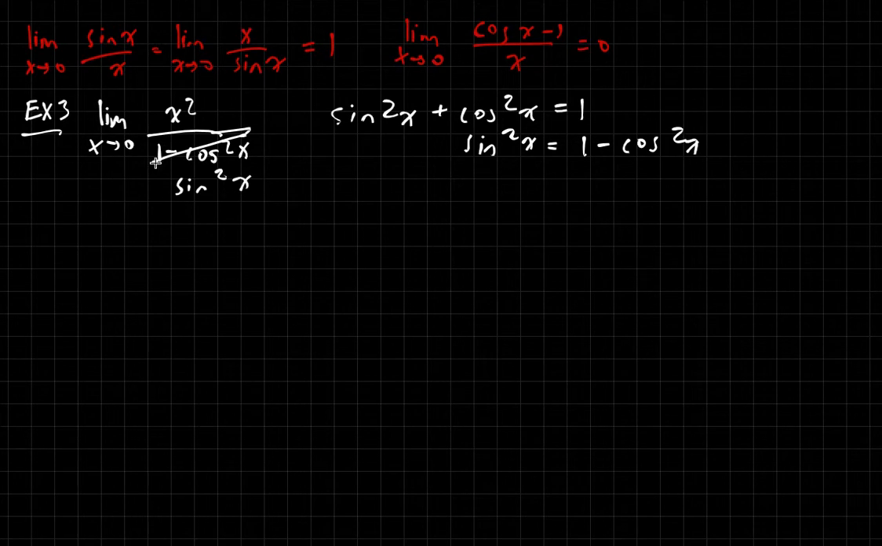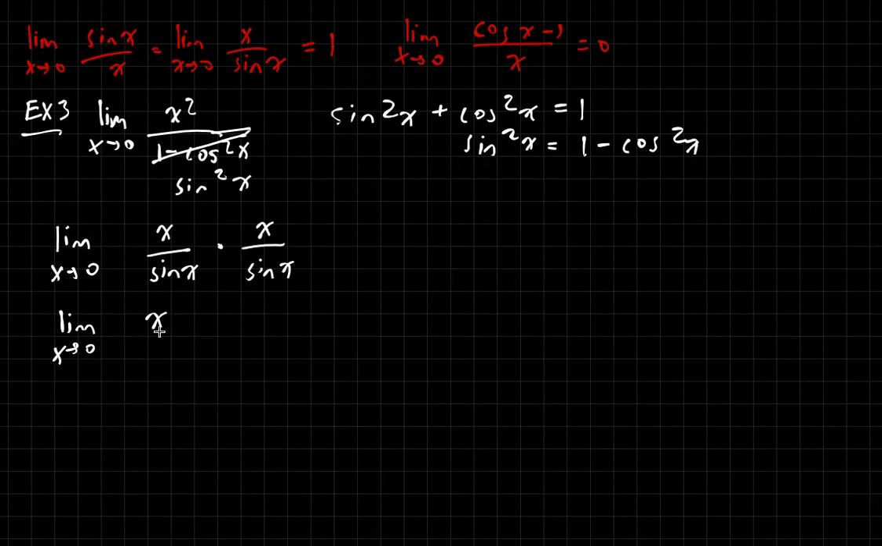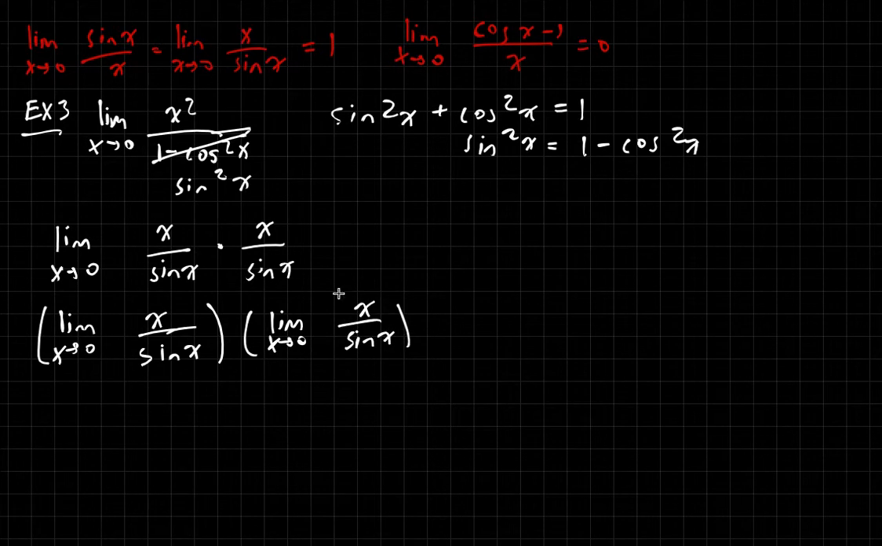And this is not exactly this identity, but if you notice that this is squared and this is squared, well, that's just the same thing as this times this, right? x over sine x times x over sine x, which is the same thing as the limit as x approaches 0 for x over sine x times the limit as x approaches 0 for x over sine x. And here we have something that satisfies our formula. So this is 1, and then that is 1 as well. And the answer would be 1.